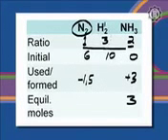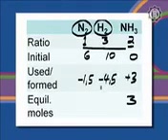This one, hydrogen, is always 3 times the number of moles of nitrogen in that reaction. So it will be 3 times 1.5. So it will be minus 4.5.